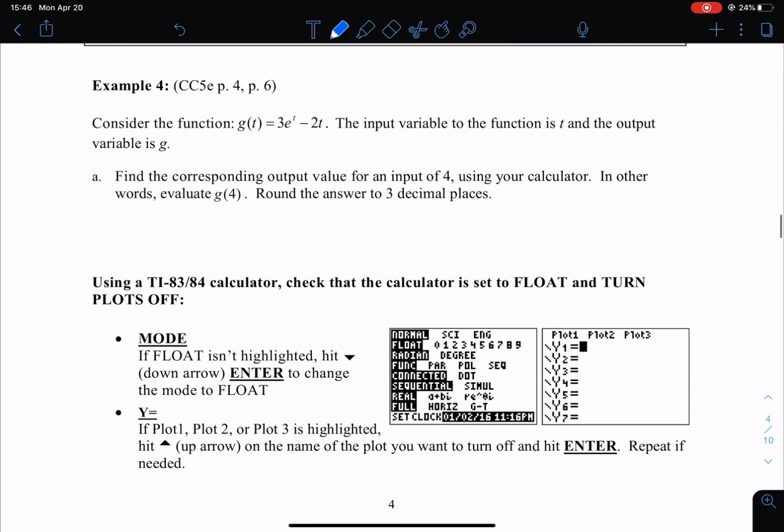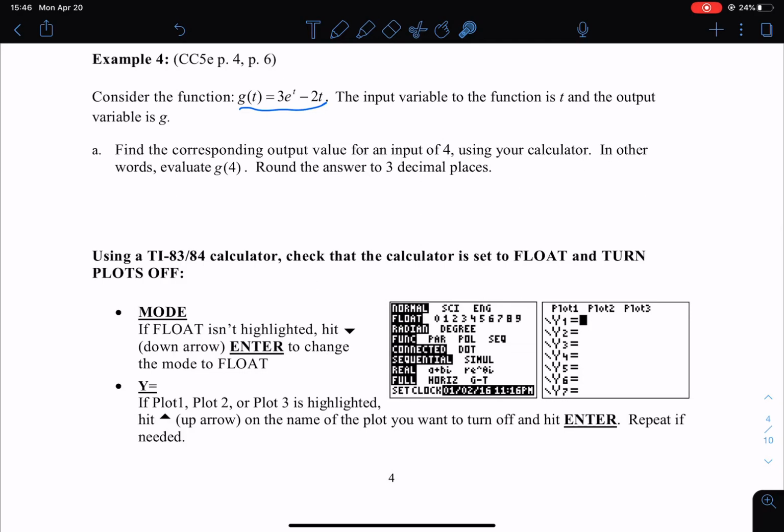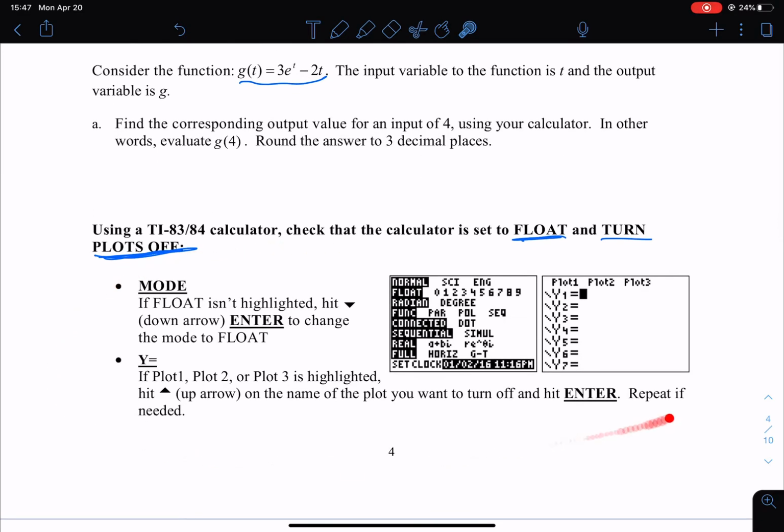All right, and then example 4, we are given this function equation g of t, and this one asks you to evaluate g of 4. So in the calculator, this instruction shows you to check that the calculator is set to float and turn off the plots. This instruction shows you mode. First, click on mode, and then hit enter to make sure it is float. Float is right here.